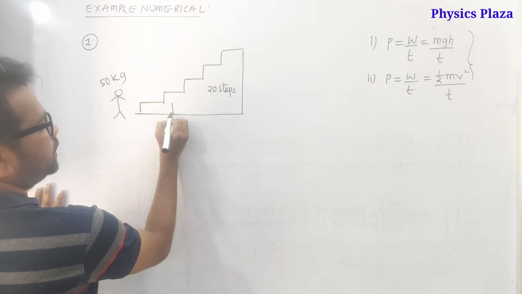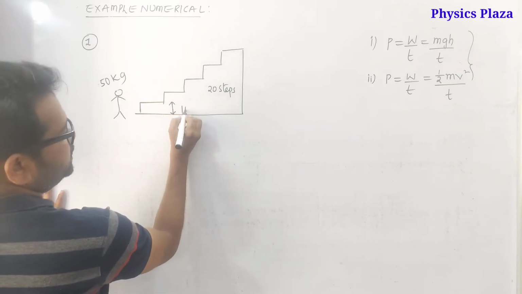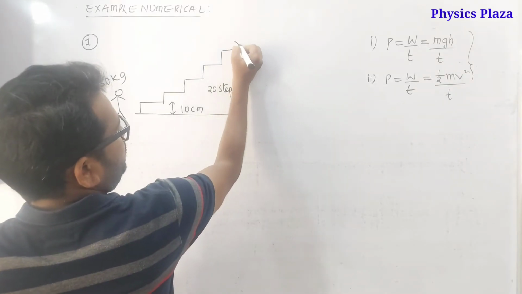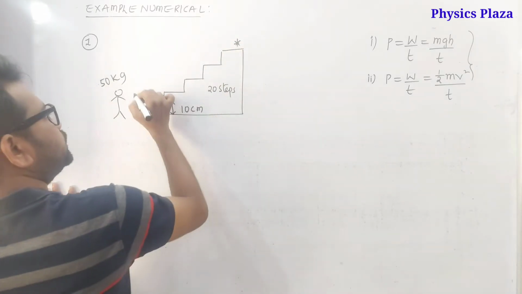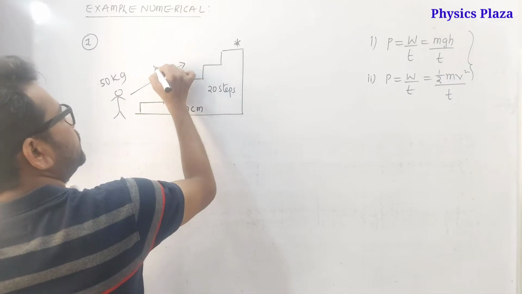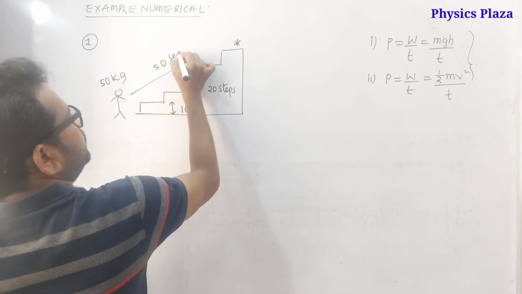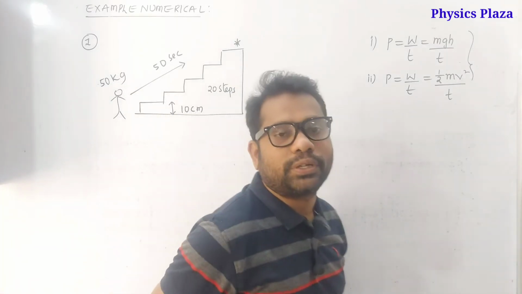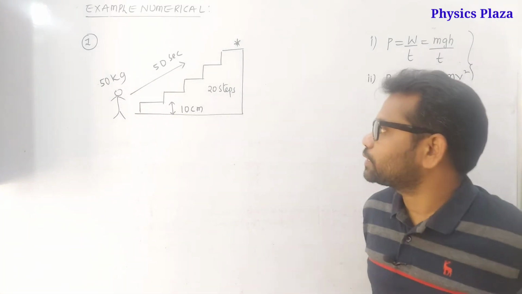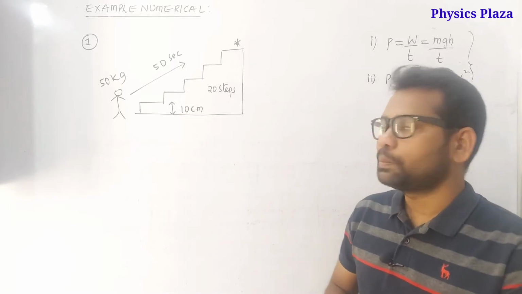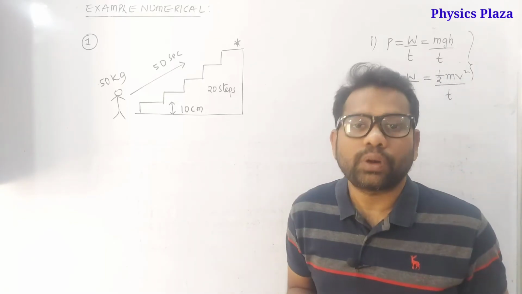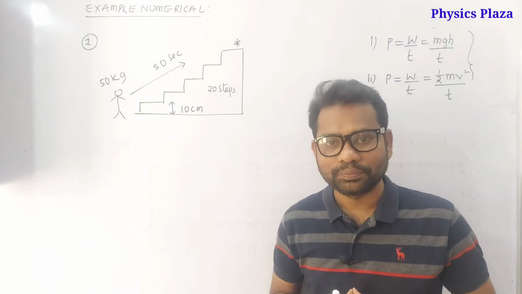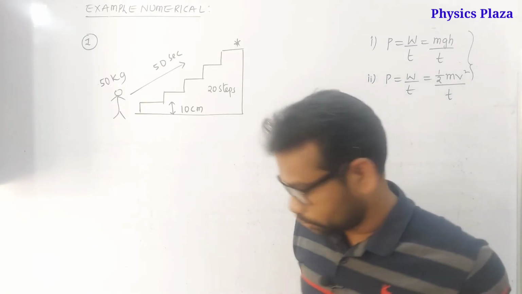And children, the height of each step is, let us say, 10 centimeters. To reach this point, the person, let us take, takes 50 seconds time. Then calculate the power of the person. Come on, children, try this. Pause the video. Think about the data that is given. You have to do it and comment your answer. Clear? 3, 2, 1, go.